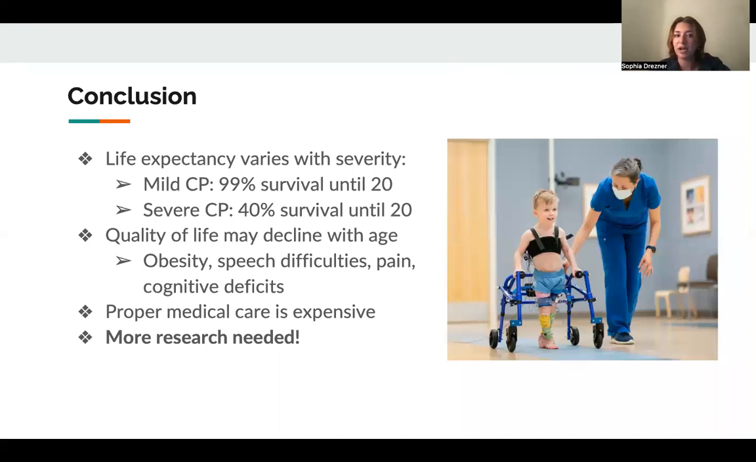To conclude, the life expectancy of people with cerebral palsy does vary with the severity of the disorder. So people with more mild cerebral palsy have a higher chance of survival beyond the age of 20 into adulthood than those with really severe cerebral palsy. And their quality of life may decline with age due to an increase in health problems like obesity and pain and cognitive deficits.